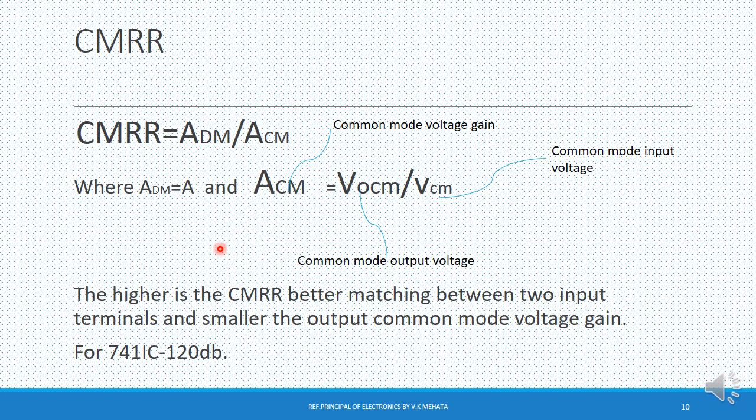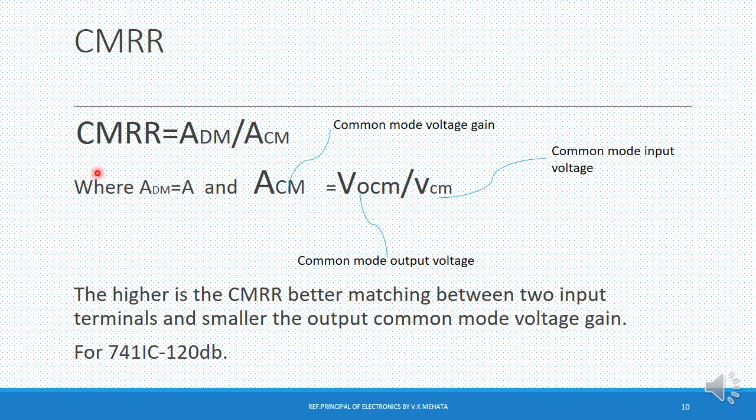Okay, please try to understand this ADM and ACM. I think last class I explained ADM and ACM only briefly, not in detail, so that is why I took it once again for explanation: ADM is equal to the open loop gain and ACM is equal to VOCM divided by VCM. This is the output common mode voltage and this is the common mode input voltage.